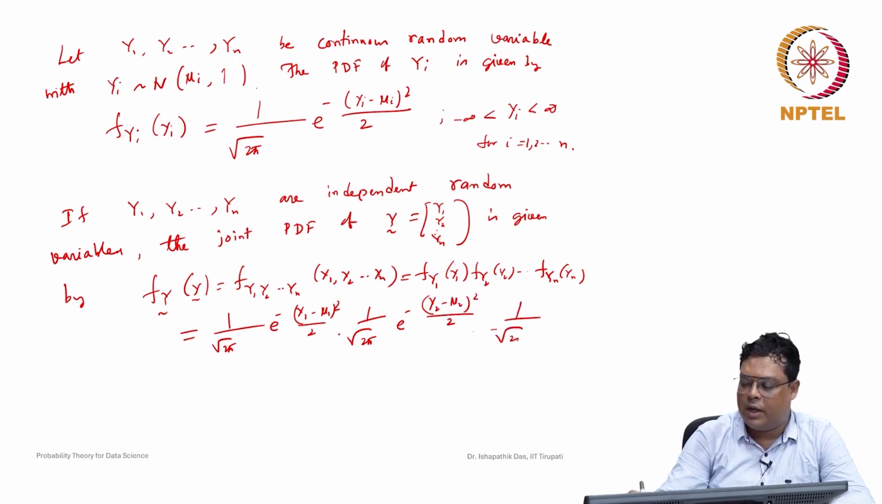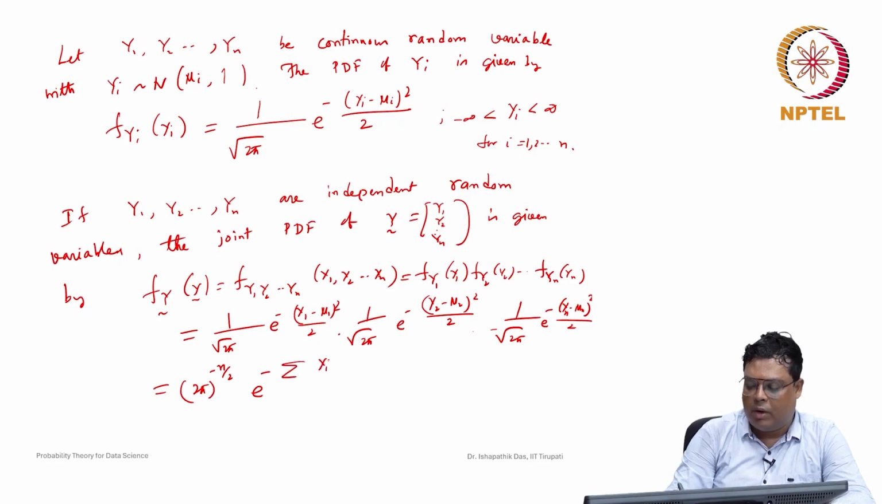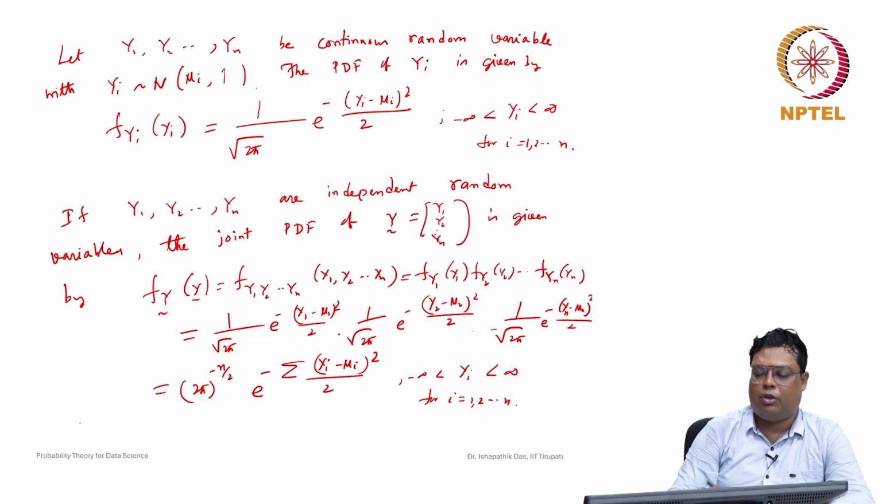So 1 by root 2 pi e to the power of minus (yn minus mu n) whole square by 2. Then we can simplify: it is (2 pi) whole to the power minus n by 2, since it is in the denominator, times e to the power of minus summation of (yi minus mu i) whole square by 2. So this is the joint probability density function for i equal to 1 to n.